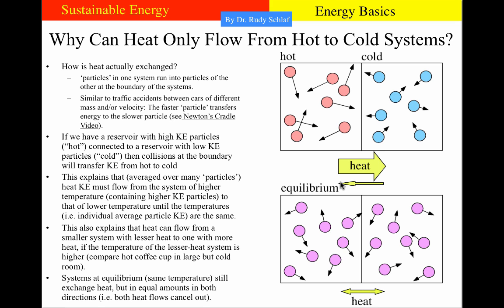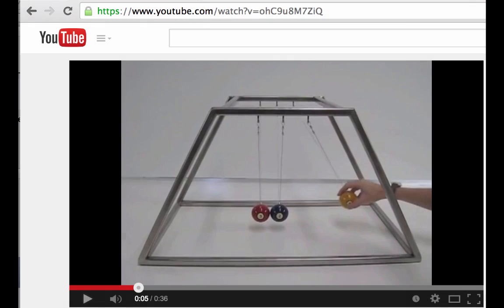In fact, there is a really nice classic experiment, Newton's cradle, that demonstrates that the faster particle always transfers energy to the slower particle when they run into each other, and not the other way. Let's have a look. Here we go. This is a nice video that I found on YouTube.